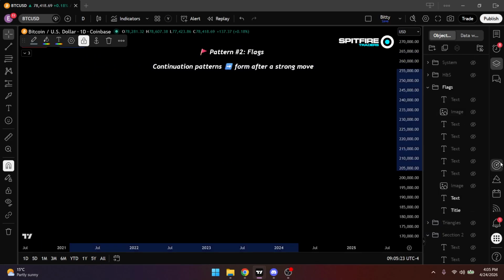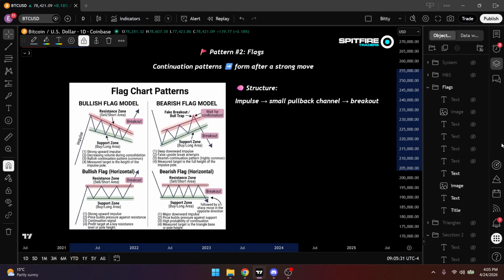Flags are continuation patterns. They form after a strong move. Then price pauses in a small channel. As a structure, they look like this: impulse, small pullback in a channel, and breakout. And that means the market is taking a break, absorbing orders, and preparing for continuation.